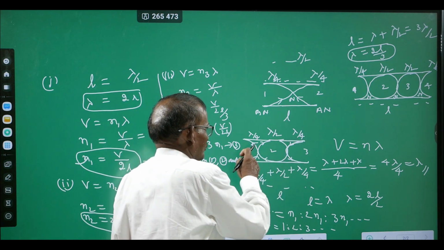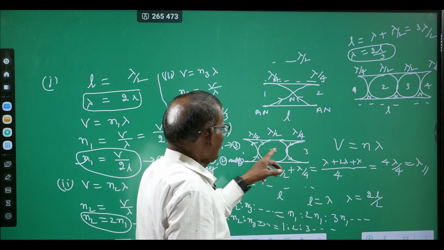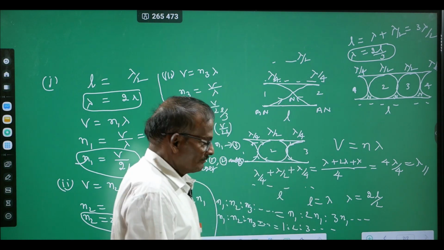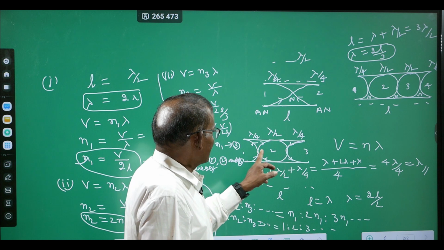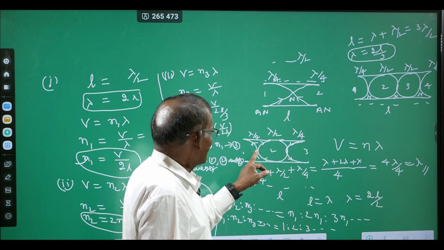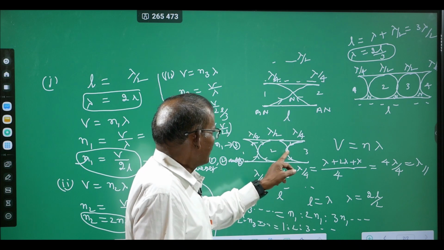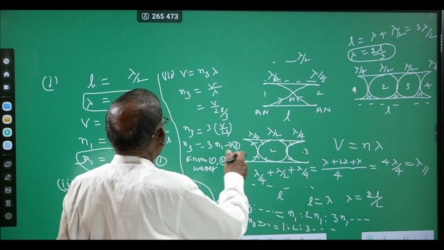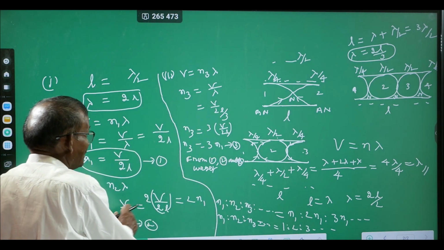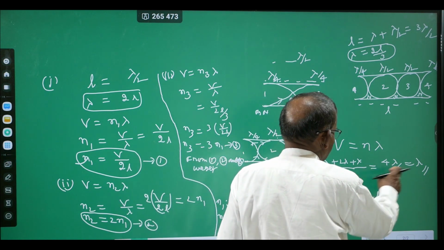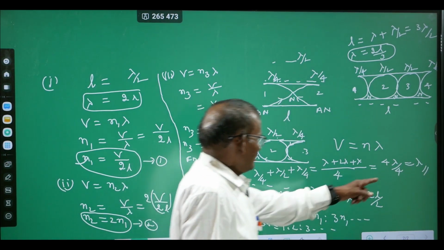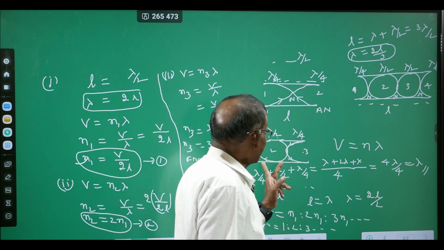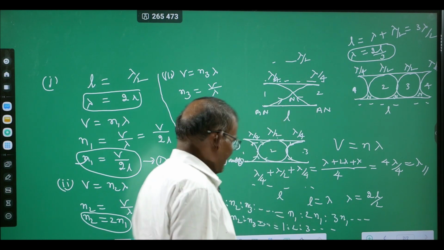Next, for the second harmonic or first overtone, the waves will be like this. Both ends are open. In between there are two nodes and three antinodes. So this is lambda by 2, because the distance between a node and the next node is lambda by 2. The distance between a node and an antinode is lambda by 4. Lambda by 2 plus lambda by 4 plus lambda by 4 is lambda. So the total length L is equal to lambda.